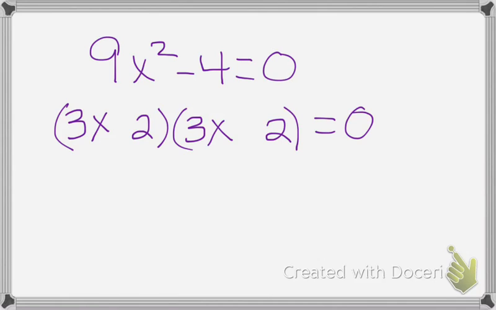One's plus, one's minus. Does anyone know why one's plus, one is minus? Because there's no b term, so they have to cancel out.